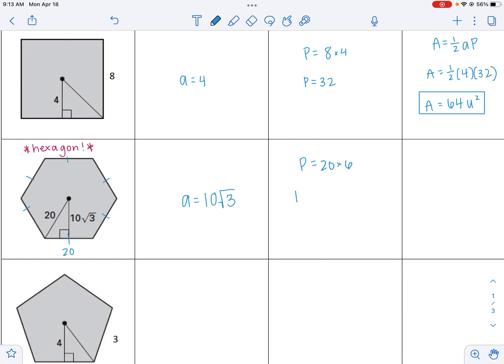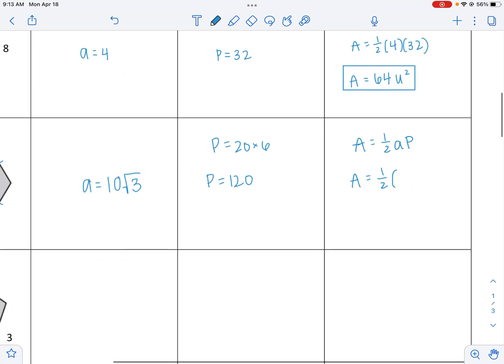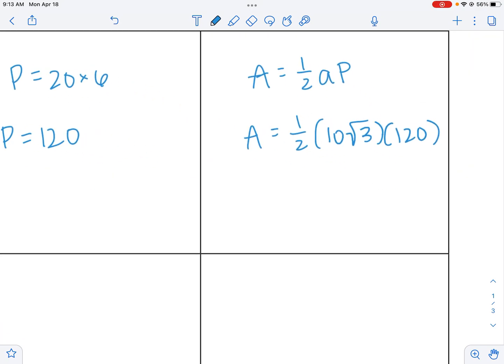Well, 20 times 6 would be 120. So I have the perimeter. So now I'm going to go find the area. So to find the area of this hexagon, I'm going to do 1/2 the apothem times the perimeter. Don't forget about the half. So I'm going to do 1/2. I'm going to leave this root 3 in my apothem because I want it to be as accurate as possible. So 1/2 10 root 3 times the perimeter, which is 120.